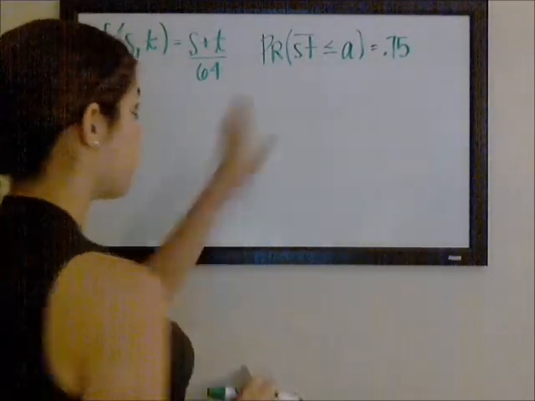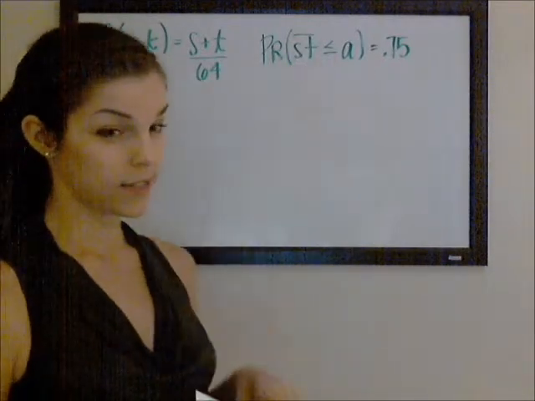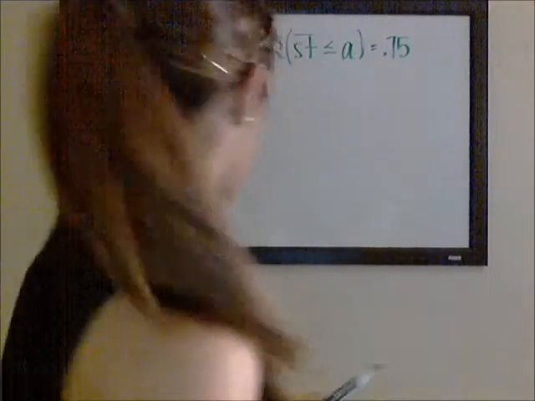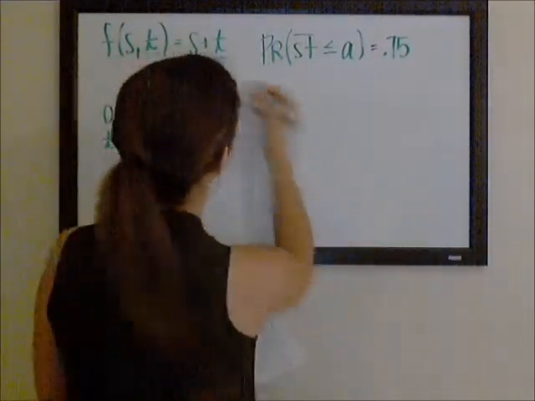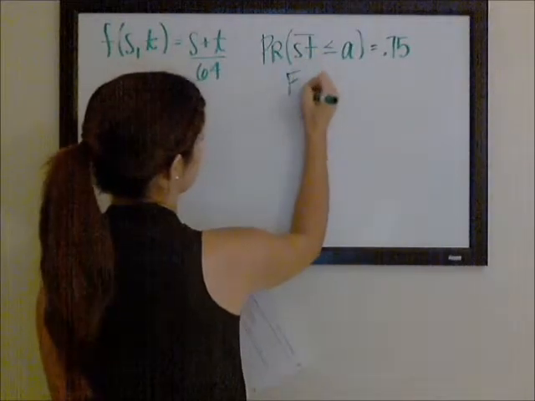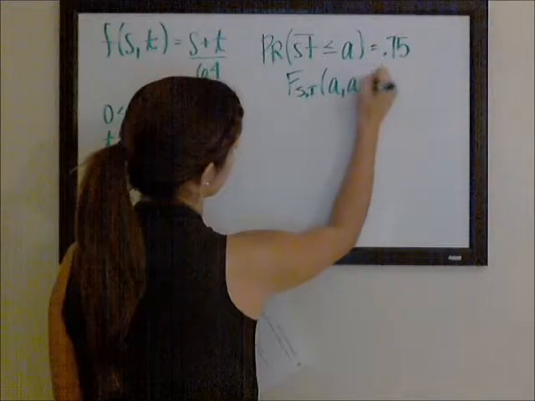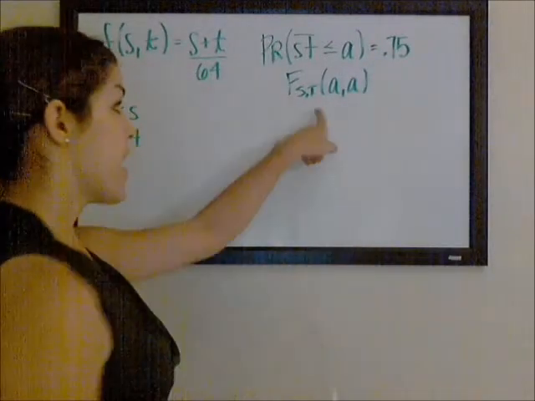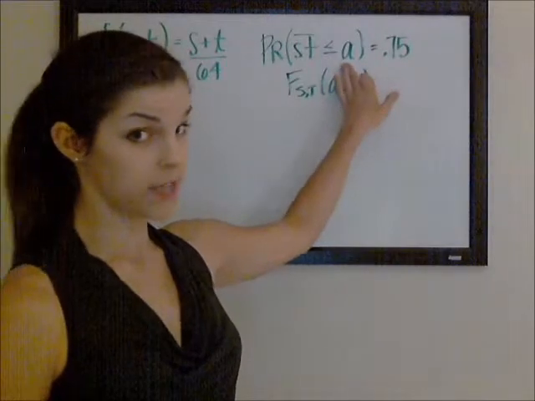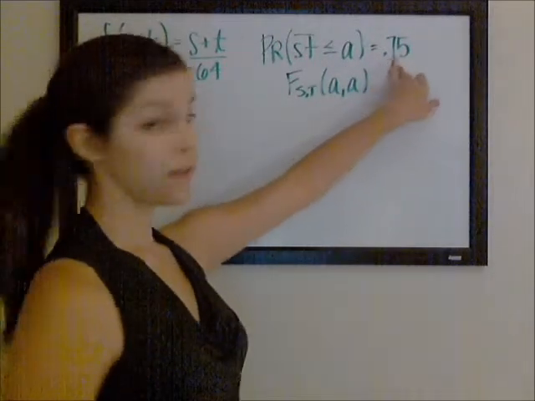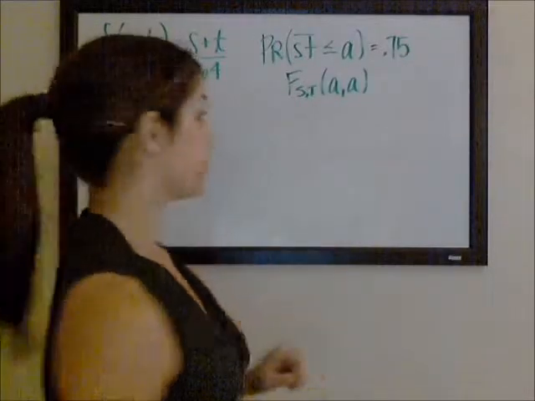Okay, so the probability that a random variable is less than or equal to some value, that should automatically make you think of the cumulative density function. This is the cumulative density function for S and T evaluated at A and A, right? Because they both have to be less than or equal to A so that the probability is 75%.